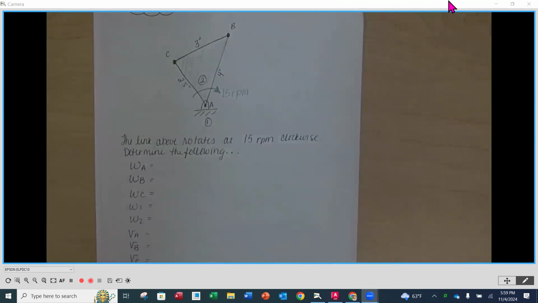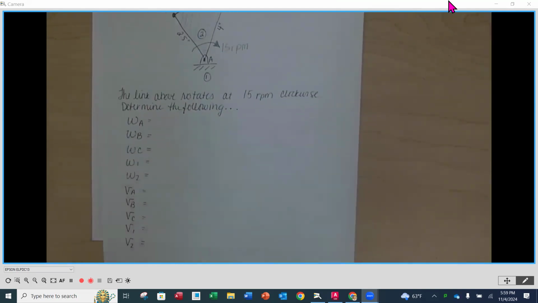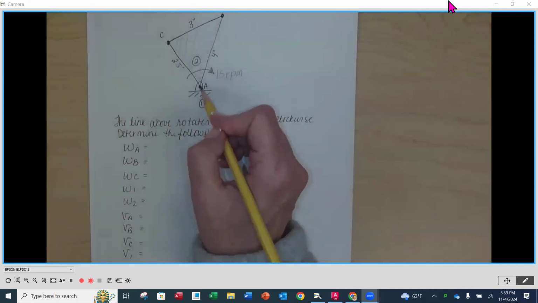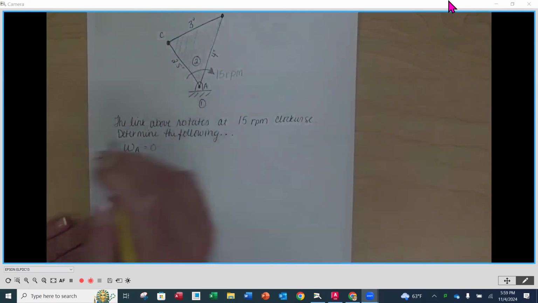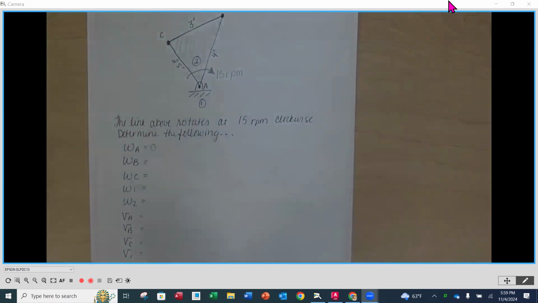All right, even if you haven't gotten through all of them, we'll start going through them together. So the first one, the angular velocity of point A. Now, as we look here, point A is the center of rotation, so it is going to be fixed to the frame. So what do you think the angular velocity of point A is? It's zero, right? So this is going to be zero, or you might even say it's not applicable, okay?